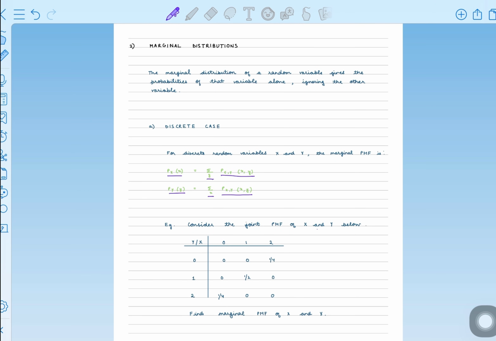Consider the joint PMF of x and y below. This is the same table of heads and tails which we had covered previously. This time we are required to find the marginal PMF of x and y. So, to obtain the marginal distribution of x, we add the probabilities across each column.